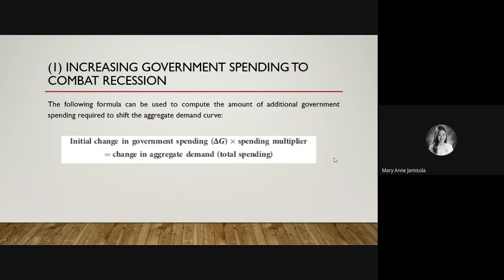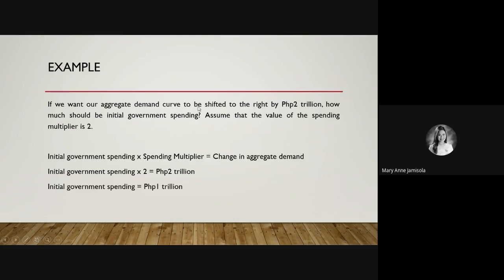So example, if we want our aggregate demand curve to be shifted to the right by 2 trillion pesos, how much should be the initial government spending? And let's assume that the value of the spending multiplier is 2. So using the formula I have mentioned a while ago, we have initial government spending times the spending multiplier is equal to change in aggregate demand.